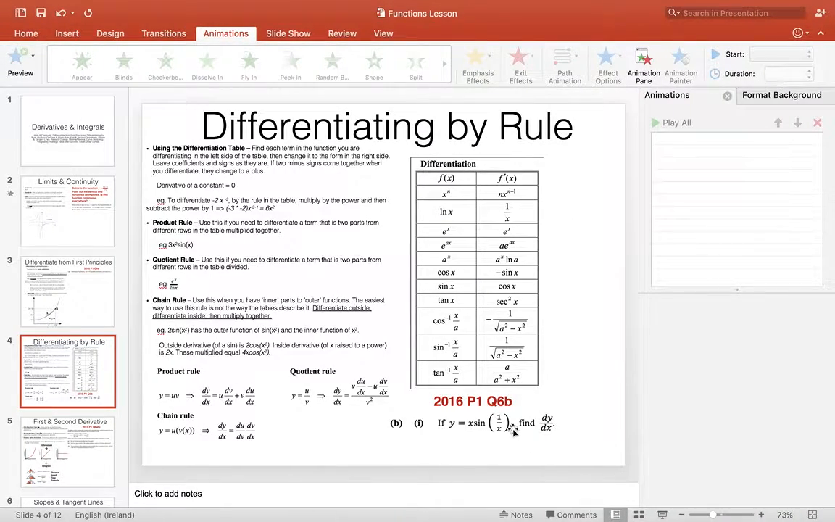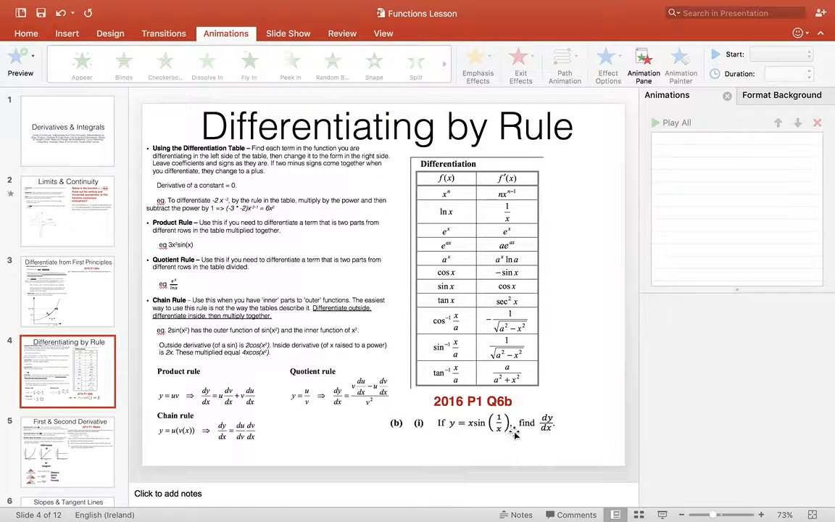So in this question, you're finding the derivative. Now this is a slightly complicated function. If it was just sine x, it would be easy. Sine x, the derivative of that is cosine x. If it was just x, it would be easy. Derivative of x is 1, once you take away 1 power.